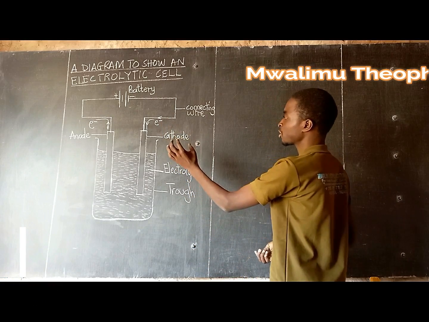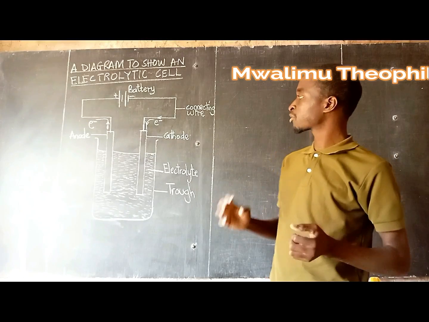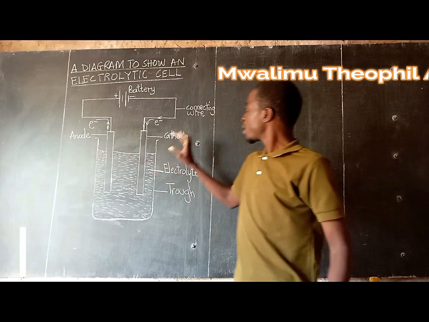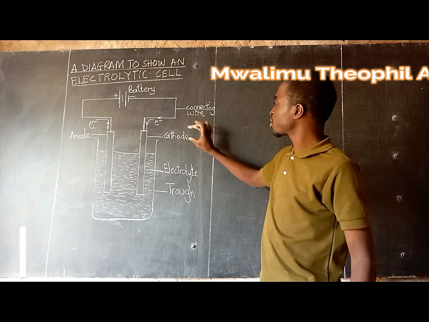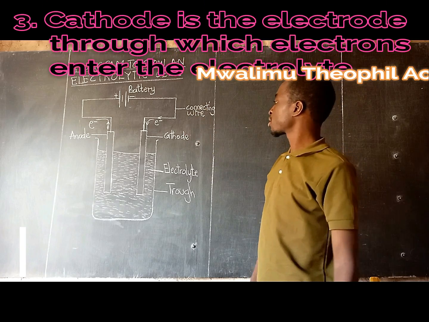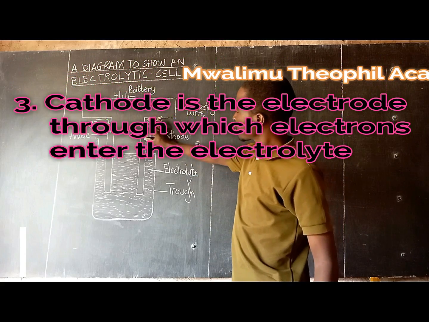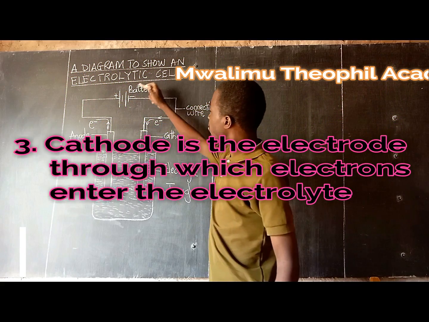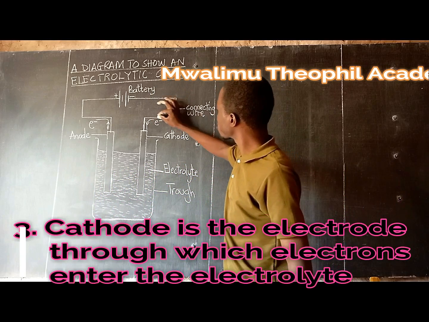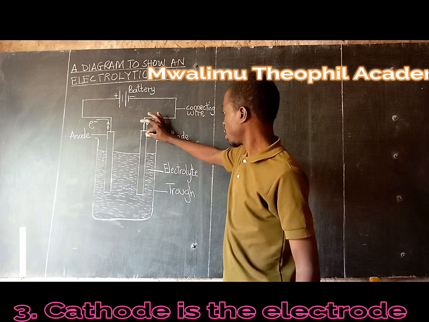Another part is cathode. Cathode, as I have told you, is one of the two electrodes used. As you may see, we have two electrodes which are cathode and anode. The role of cathode: we say that cathode is the electrode through which electrons enter an electrolyte. As you may see, it is through cathode that the electrons from the battery system move this way and enter into an electrolyte through this cathode.